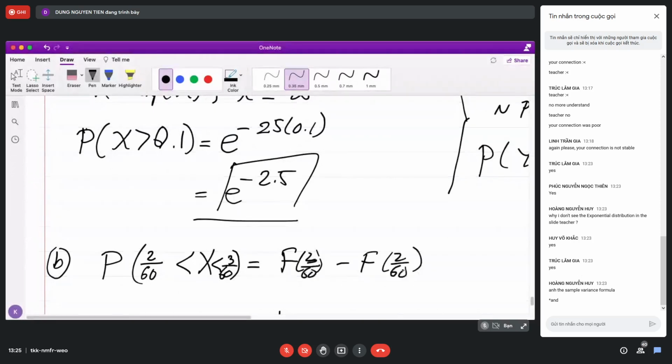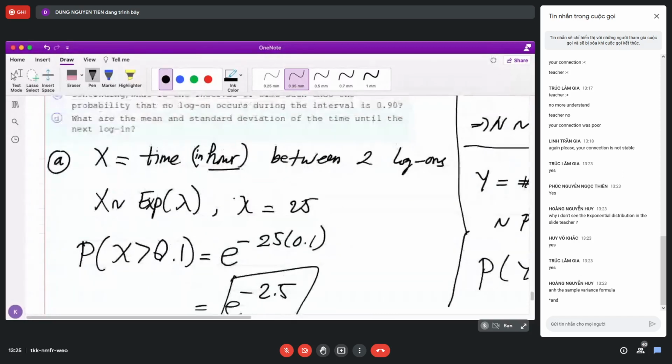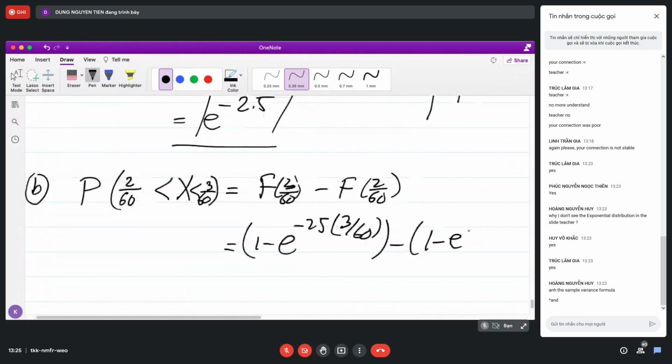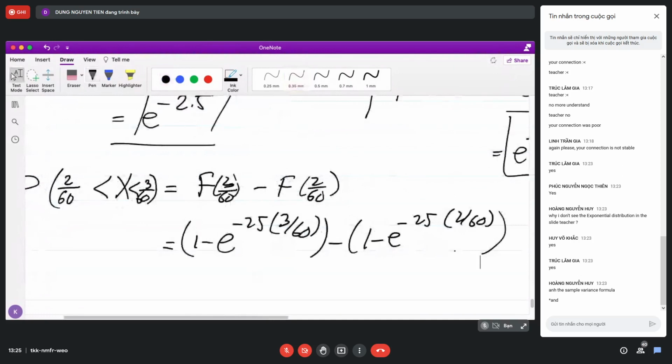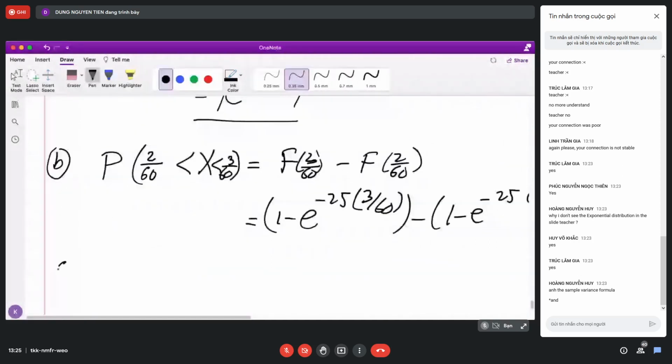All right, and then you can get 1 minus the exponential, where lambda is 25, so minus 25 times 3 over 60, right? And then minus this for the F, then 1 minus the exponential of minus 25 times 2 over 60. All right, and then you should get the answer for that. It is easy, so we'll leave it to you.